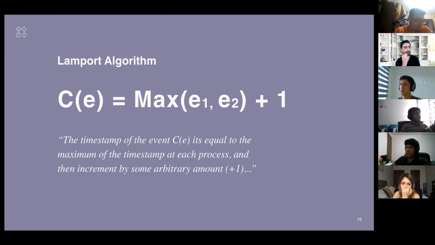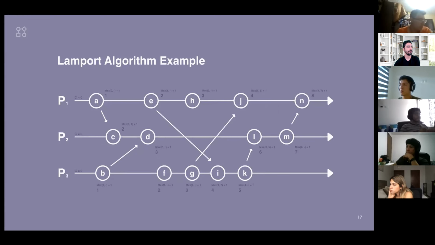And then we add an arbitrary amount. In this scenario, we are just adding one. With that formula, we can determine the value of each of the events that we have, and we can arrange all the different events. Again, this sounds complicated if we just look at the formula, but let's think about this scenario.